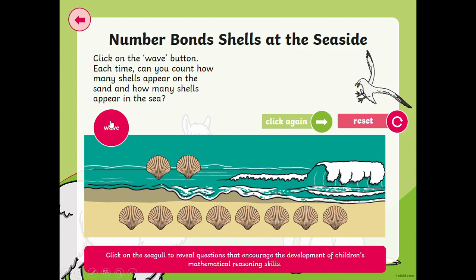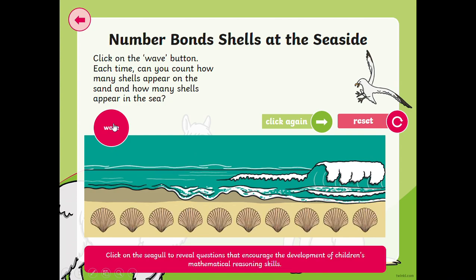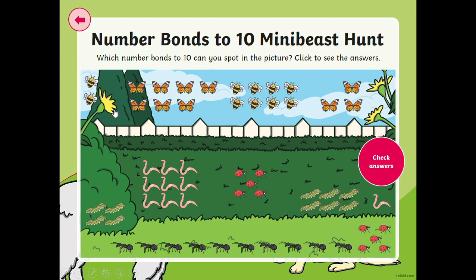How many now? Well done. Another into the sea. How many now? Well done. 7. Well done. Right. Which number bonds to 10 can you spot in the picture? Click to see the answers. So can you see any number bonds there? So tell your mummies and daddies what answers you think. I'll give you 1 minute.